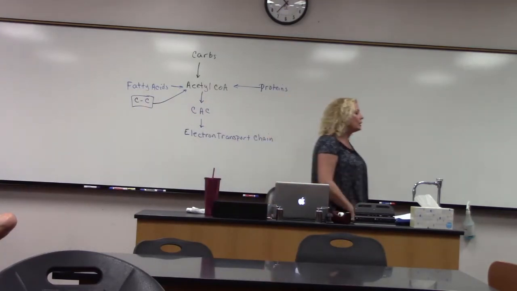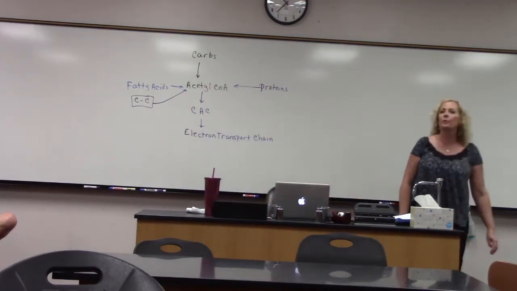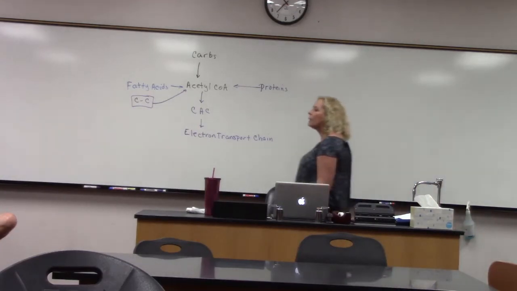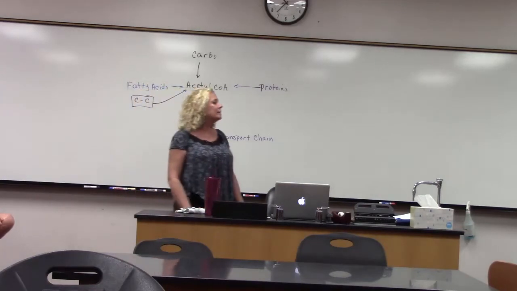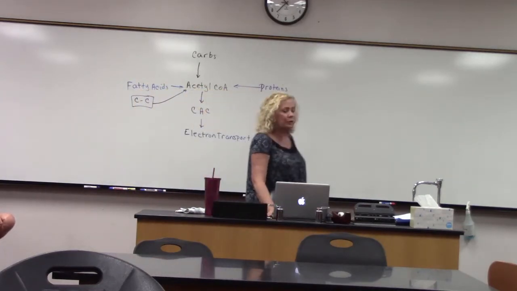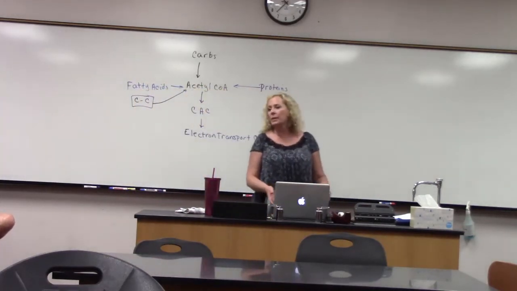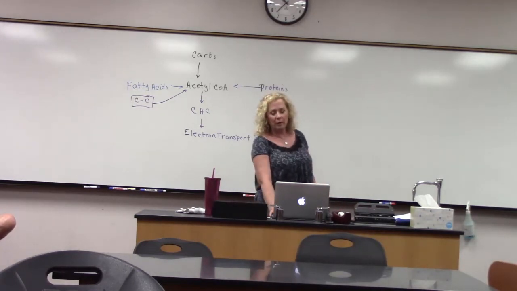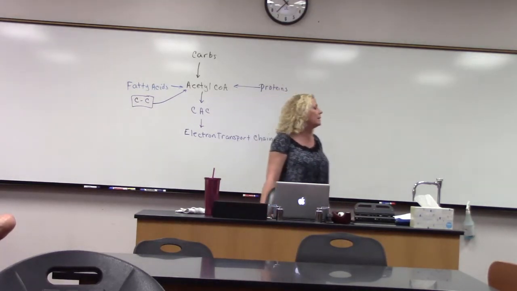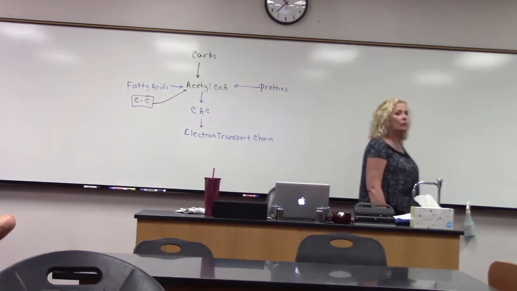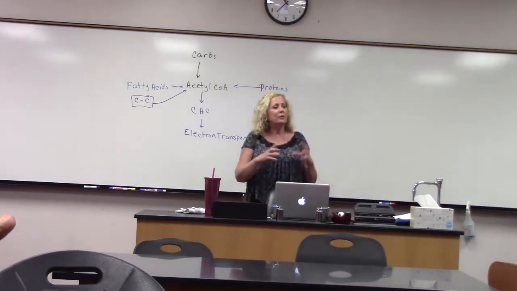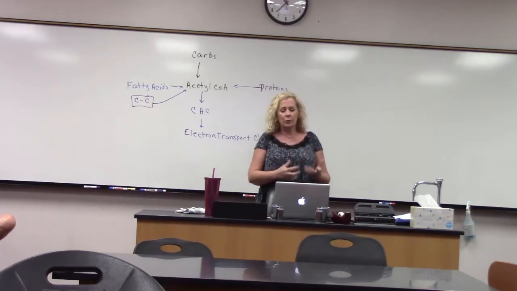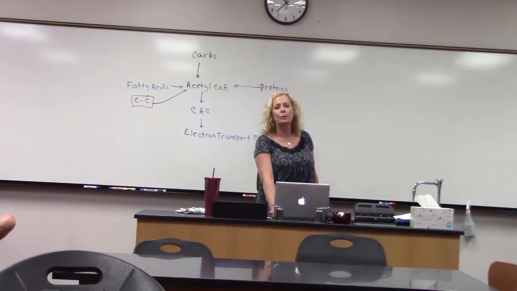Now, the electron transport chain, sometimes you'll also hear people refer to this as the chemiosmotic theory, or they'll talk about this as oxidative phosphorylation. We're really going to talk about it mostly as the electron transport chain in class. But this is happening inside our mitochondria. So I want to take a couple of seconds and talk about the structure of the mitochondria because this becomes very important in ATP production.